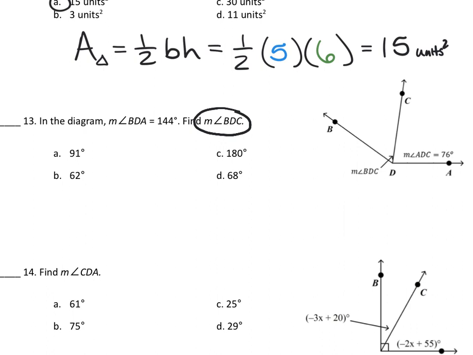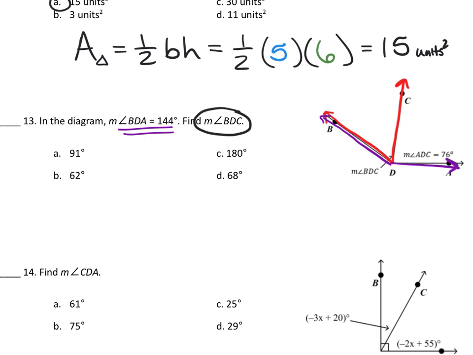Take your pencil or your highlighter right now. Let's make sure we know which angle is BDC. When we're looking for BDC, we're looking for this angle right there. BDC. The other piece of information we have is that the angle BDA is how much? 144. Okay.